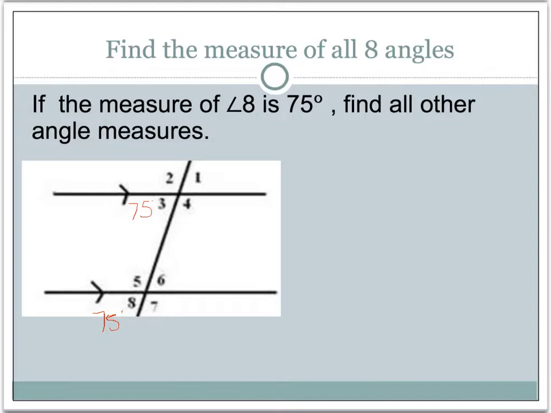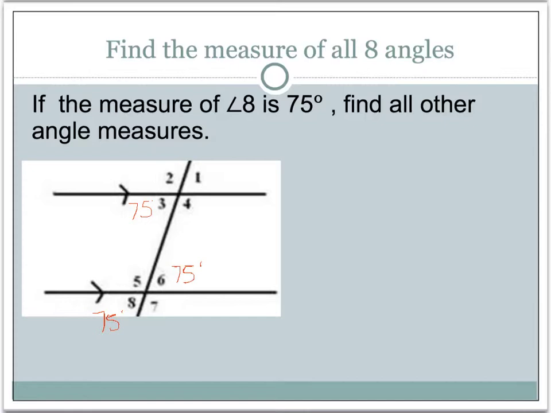Now, we could also say that angle 6 is 75 degrees. We can say this in a couple different ways. First of all, angle 3 and angle 6 are alternate interior angles, and since the lines are parallel, alternate interior angles are congruent. We know that because of the alternate interior angle theorem. We also would have known that angle 6 was 75 degrees if you remember that angle 8 and angle 6 are vertical angles, and vertical angles are congruent. So we would be able to say that.